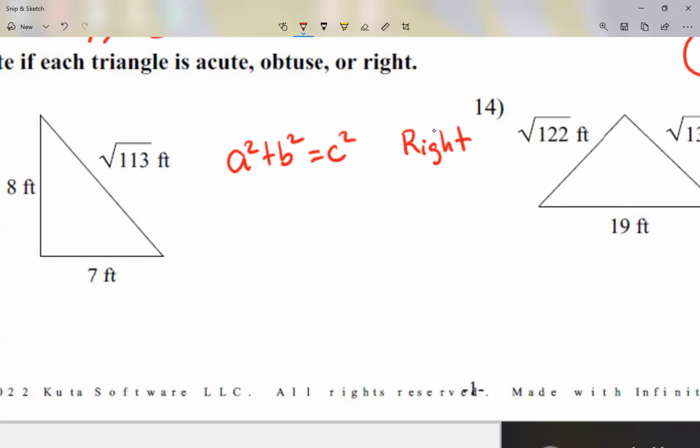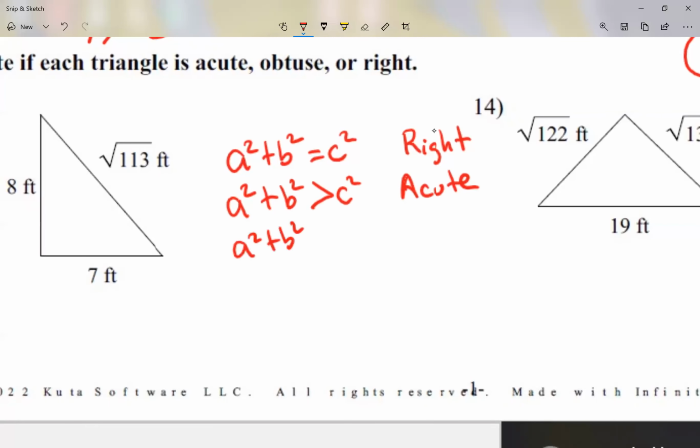But then for today, we're going to move into 2 other rules. A squared plus b squared is greater than c squared, right? We're not going to have the equal sign. If a squared plus b squared is greater than c squared, we're going to say our triangle is acute. And if we happen to have a squared plus b squared less than c squared, then we're going to say our triangle is obtuse. So I'm going to be asking, state if each triangle is acute, obtuse, or right.